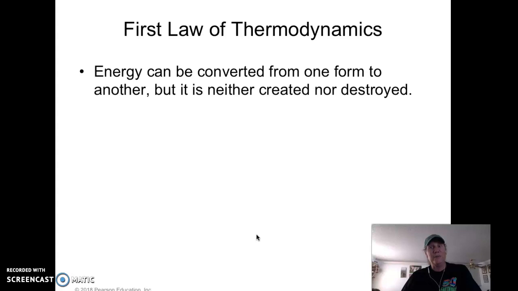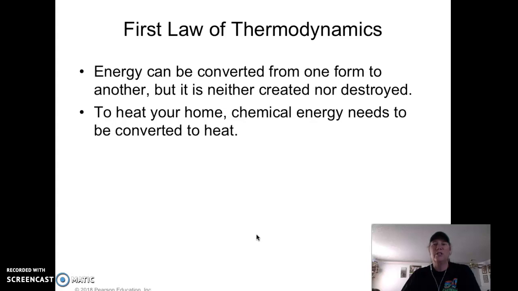It'd be great if you only had to put it in once, wouldn't it? But you change it to a different form, and now it's not in a form that'll run your car. So that's why you have to keep putting gas in. But energy is not created or destroyed. Just like we talked about matter and mass, it's not created or destroyed. We just change it to different forms. When you heat your home, you use chemical energy. You either use propane or you use electricity. Well, if this is true, that energy is not created nor destroyed, then you should only have to fill your propane tank once. But you burn that propane, you get the energy from it, you get the heat from it, and the heat doesn't totally stay in your house.